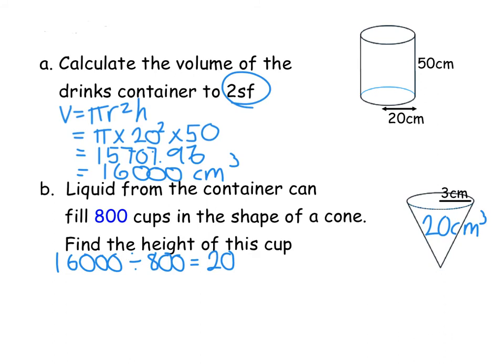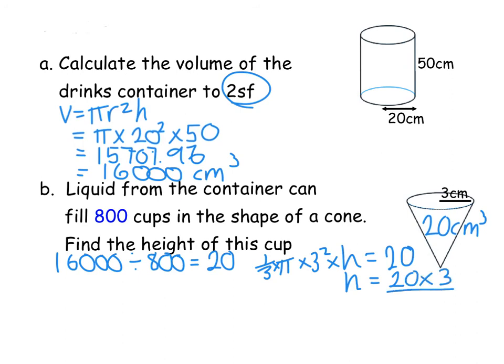Okay, so we're going to start with the formula. So we've got a third pi r squared h. So we've got 1/3 times pi times 3 squared times h, and the volume equals 20. We need to get h on its own this time. So the opposite of a third is to times the 20 by 3. And the opposite of this times by pi times by 3 squared is to divide by pi times 3 squared. And that will give you an answer of 2.1 centimetres.